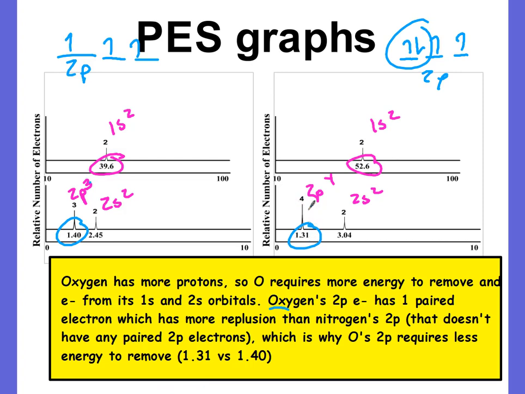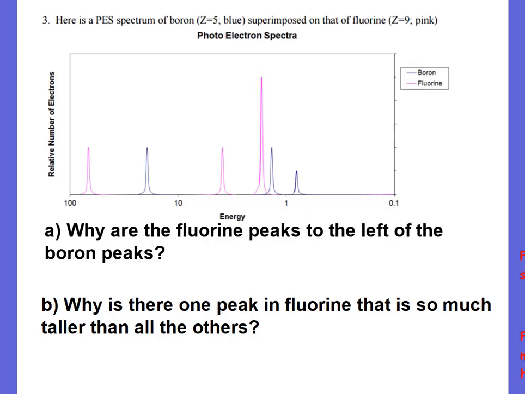You also could have stated that oxygen has a higher peak for this one because it's got more electrons in that 2p than nitrogen does. Go ahead and pause the video and answer question A. When you finish with A, then restart the video.